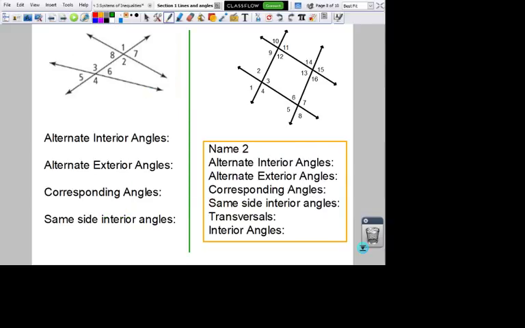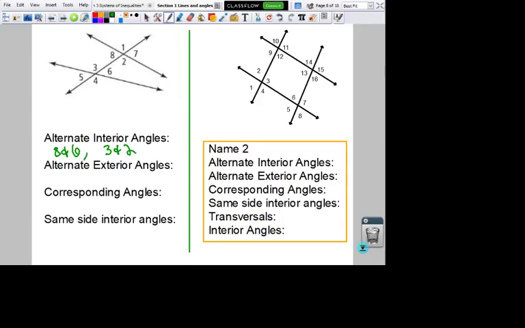Alright, so we're going to look at this shape, or this figure here on the left, and we're just going to start naming some of these things. So let's name some alternate interior angles. 8 and 6 work for alternate interior angles. Nick, what's my other pair of alternate interior? 3 and 2. 3 and 2 are alternate interior.